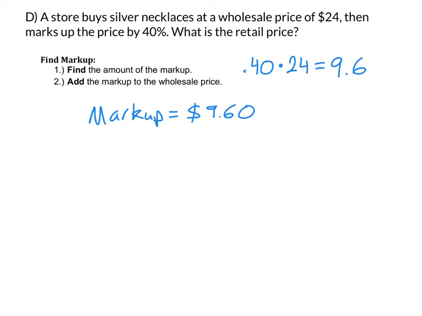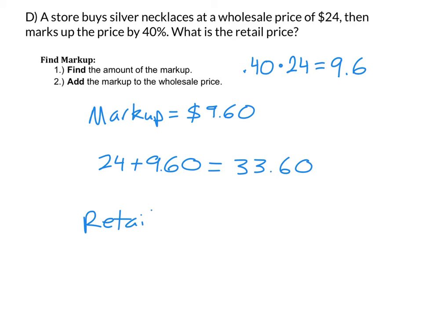So we're going to take that markup, $9.60, and add it to the wholesale price, the price that the store is paying, and that's going to give us our total. So we just have to do 24 plus $9.60. In this case, the price is going up, that's why we add, and we get $33.60. So we call this the retail price equals $33.60.